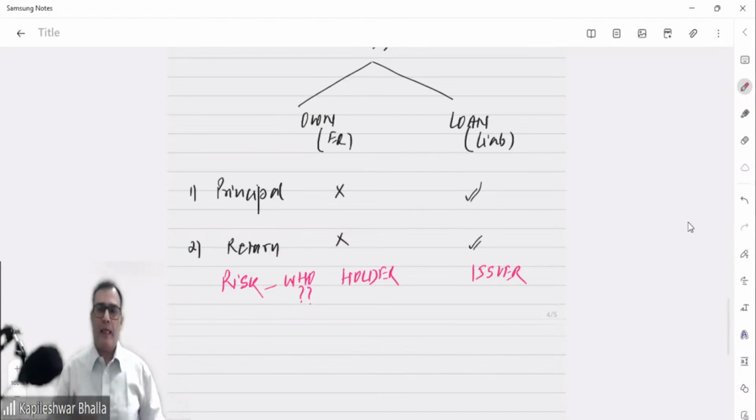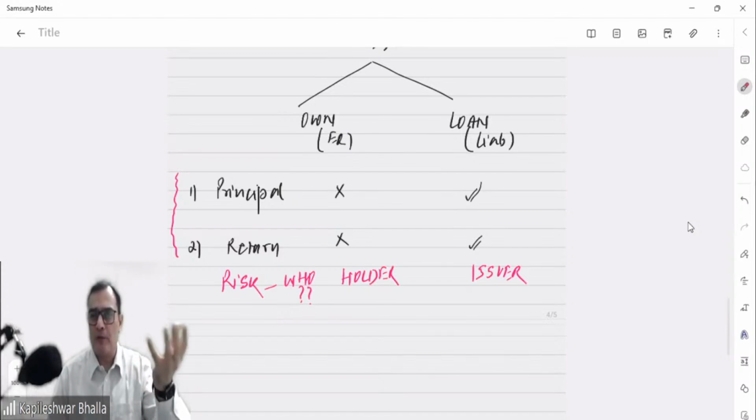So the other way of looking at the loan and own funds: there is one way we learned earlier, that the presence of a contractual obligation to pay creates a loan fund, which means from a risk point of view, the issuer takes that risk. You treat the other person as an outsider and you tell him that I owe you the money, I owe you the principal, I owe you the interest on that principal. But if it is own funds, you're telling the person that you are the owner of this company, you've got to take a risk. I don't have any obligations to pay you.